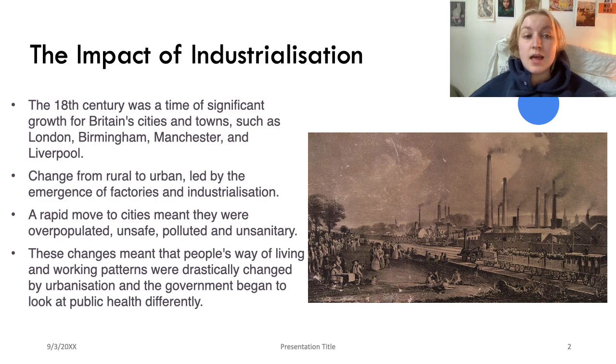Enclosure Acts, crop rotation, and improvements in irrigation meant that a positive cycle of agricultural production was created on farms, and this meant that the population grew, leaving a surplus of manpower in rural areas. This caused unemployment, so people from rural areas began to move to cities to look for work.